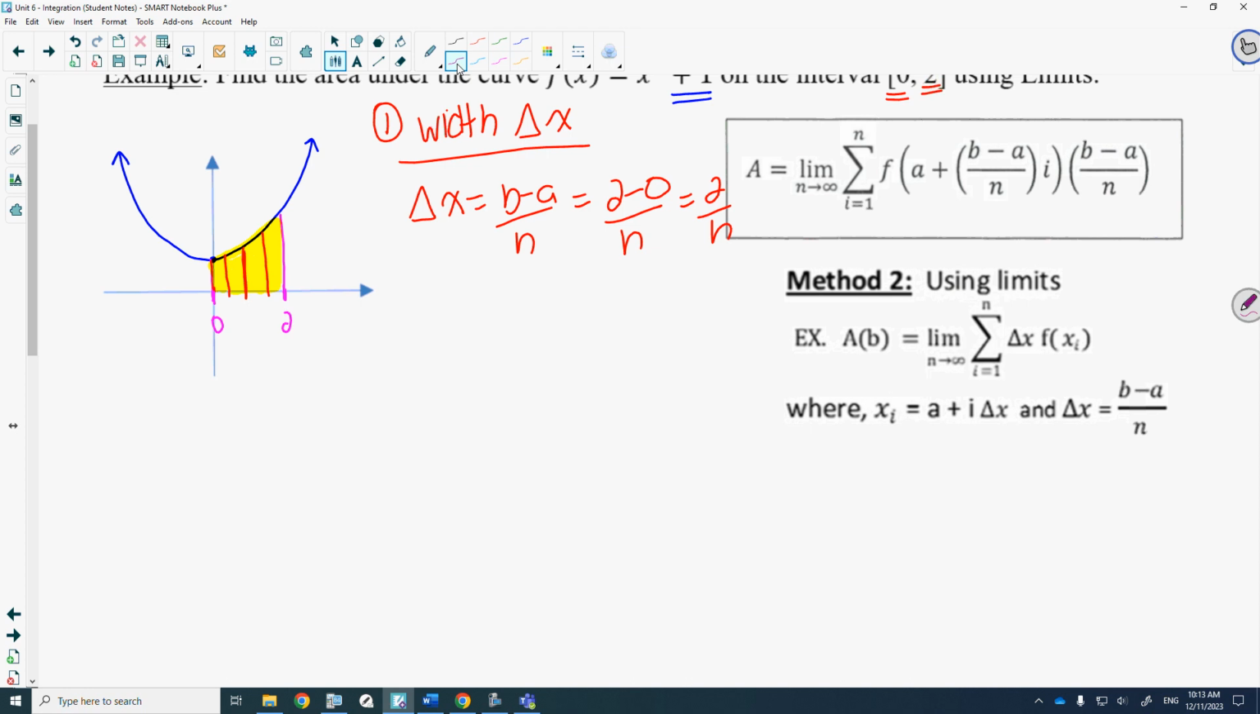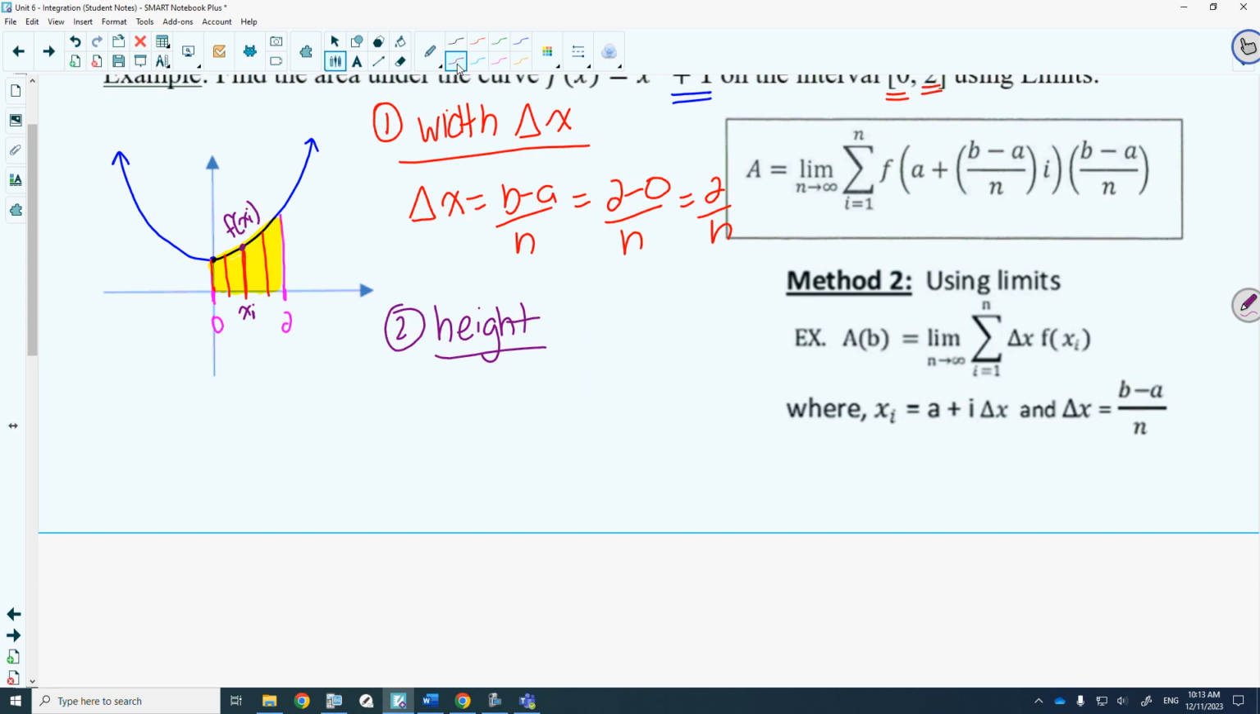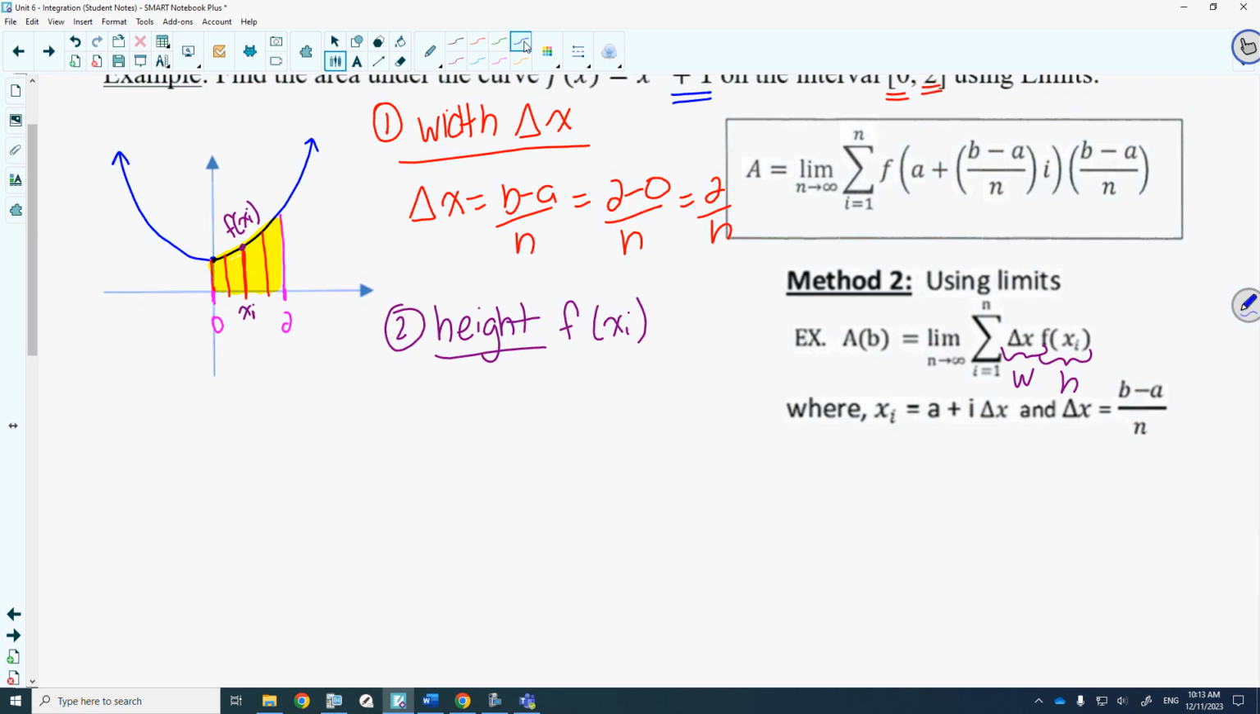Now we want to find the height of each rectangle. So if this is x sub I, the height of the rectangle is represented by f of x sub I. So the second thing is we're going to calculate the height. So area is width times height. Now before we calculate f of x sub I, we actually need to figure out what x sub I is. And x sub I is given by the formula a plus I delta x.